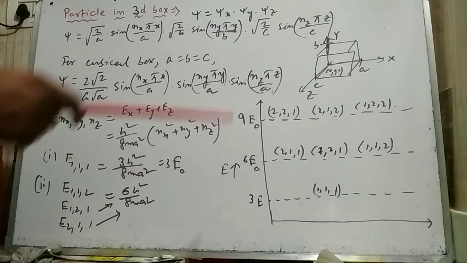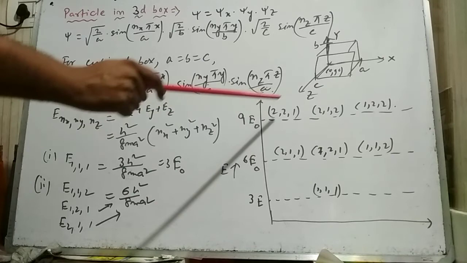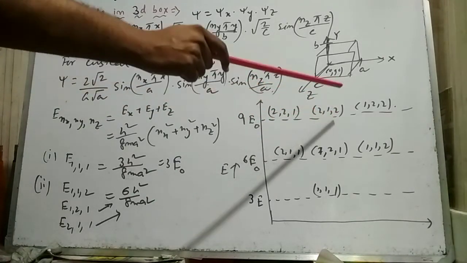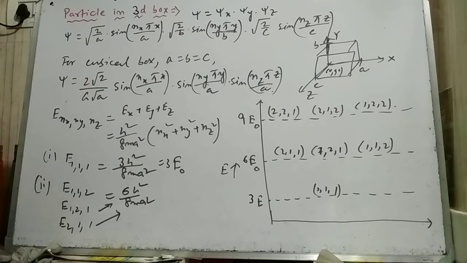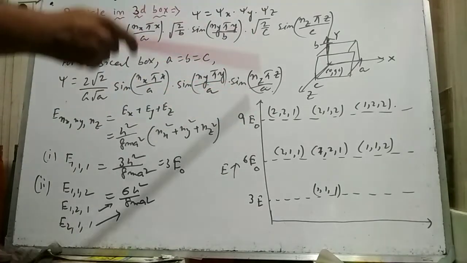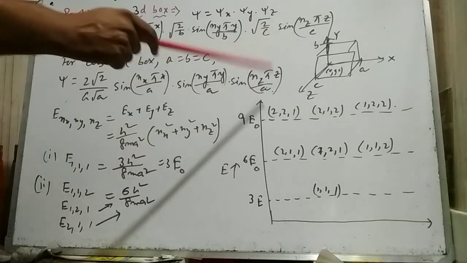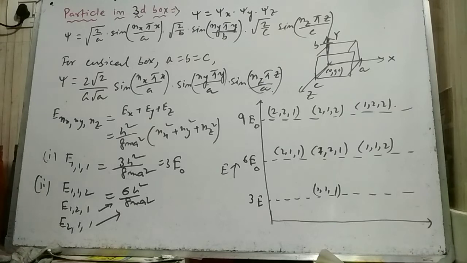Similarly, the E3 level will also be triply degenerate, denoted by 221, 212 and 122, each of which has energy 9E0, and so on. In case of E4, it is again triply degenerate, given by 311, 131 and 113 respectively. And this is the degree of degeneracy and degenerate energy level of the particle in a three-dimensional box.